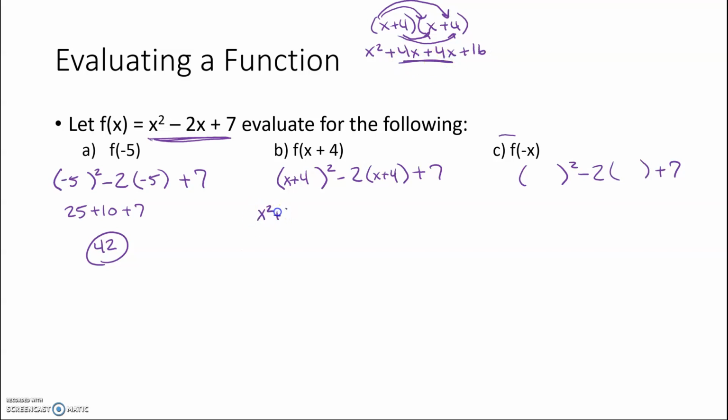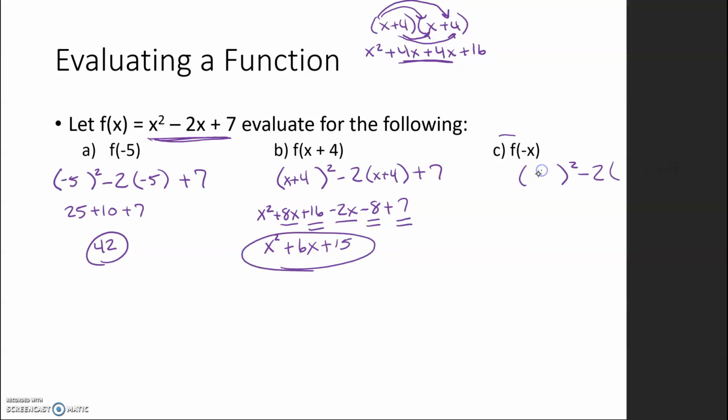So we got x squared plus 8x plus 16. Now we're going to distribute that negative 2, so negative 2 times x, and negative 2 times 4. And that plus 7 just stays on the end. Combine like terms and we're done. So we got x squared, 8x minus 2x gets me 6x. 16 minus 8 plus 7 is going to get me 15. And we're done. Last but not least, we're going to plug in negative x.